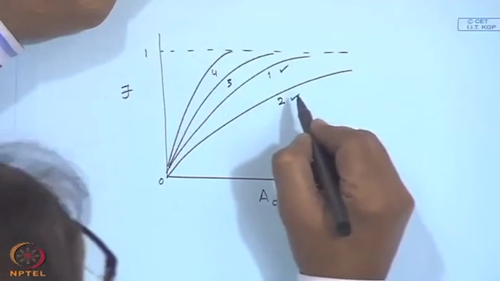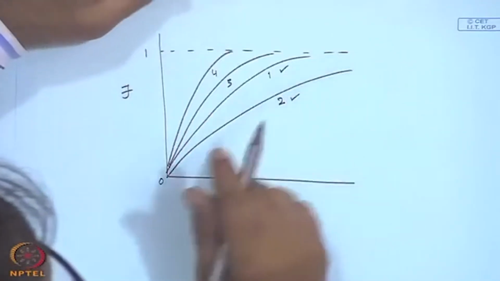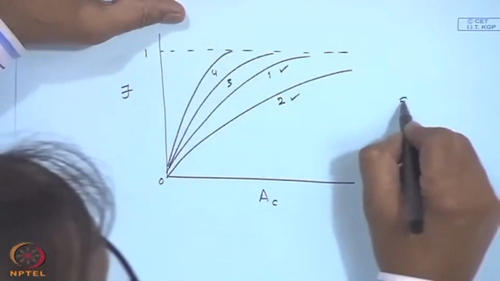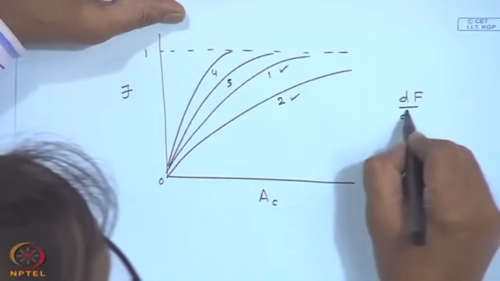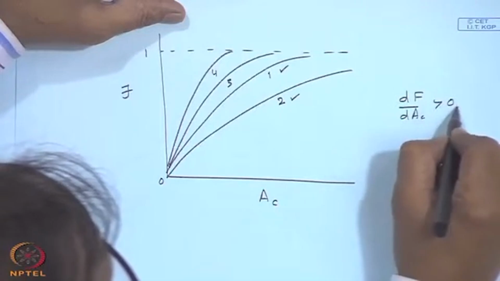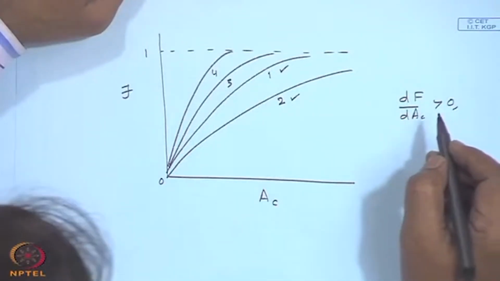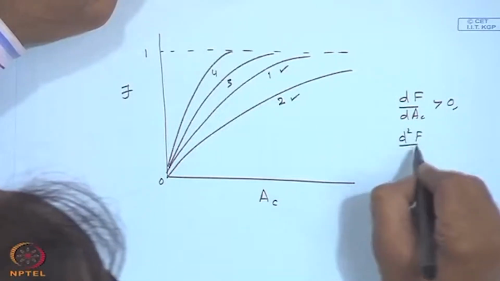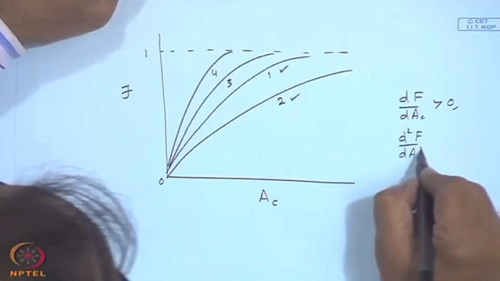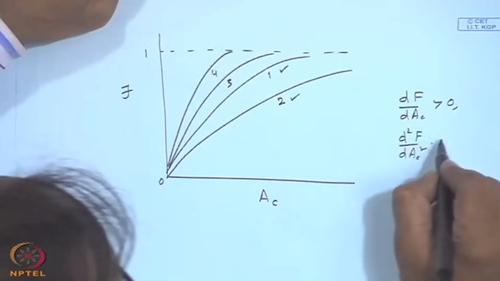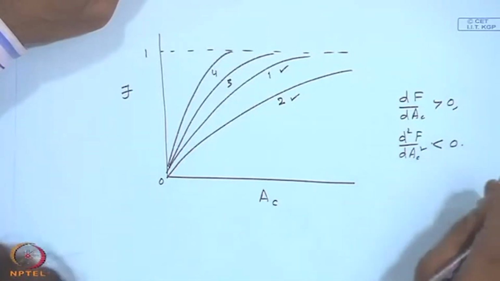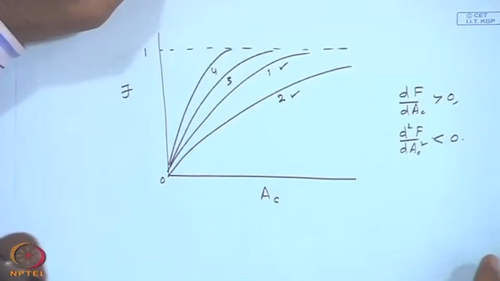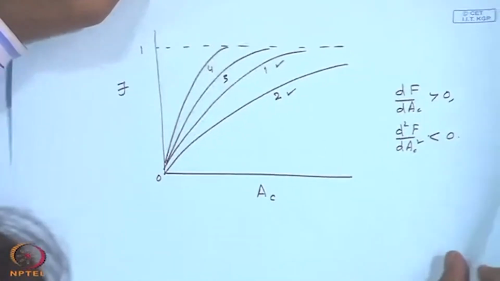This may be a location where the solar radiation is lesser, consequently my load fraction met is lower. We also said that though dF upon dAc is positive, the load fraction increases with area, no doubt, but d squared F upon dAc squared, with a convex upward curve, is less than 0. What it means is the load fraction increases at a decreasing rate as the area increases.